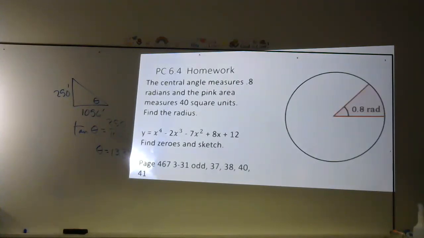All right, your homework. I've got an extra problem here dealing with what we did at the beginning of chapter 6, finding the radius of that circle, set up proportions little to big. Your second problem is finding the zeros. Remember, get to all possible zeros and use synthetic division. And then there's a few problems in the book. And this will pretty much wrap up this course.